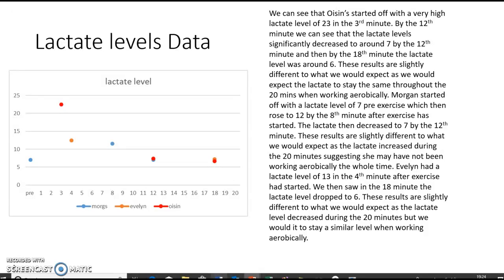Morgan started off with a lactate of 7 pre-exercise, which then rose to 12 in the 8th minute. After the exercise was started, the lactate then decreased to 7 by the 12th minute. These results are slightly different to what we would expect, as the lactate increased during the 20 minutes, suggesting she might have not been working aerobically.